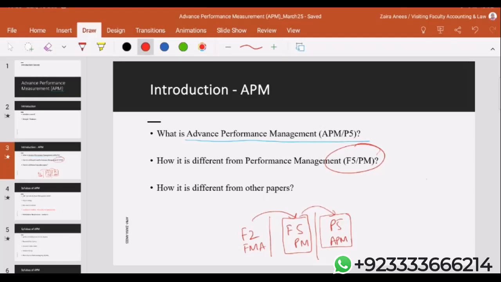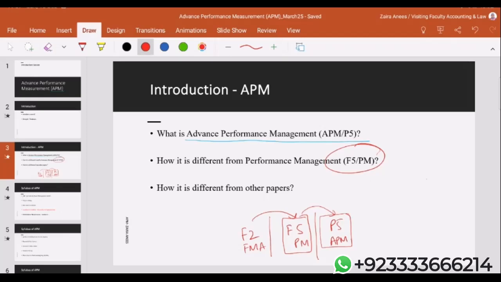In APM, the same topics as in F5, I mean the common topics, are still there, but the way of asking questions will be extremely different. So if someone asks me what the difference between F5 and P5 is, the difference is the way the examiner gives you the questions, the way the examiner approaches the students, and the way the examiner wants the students to answer the questions.